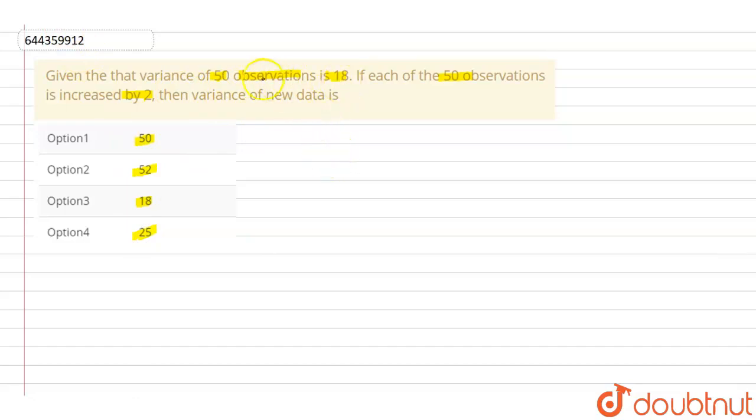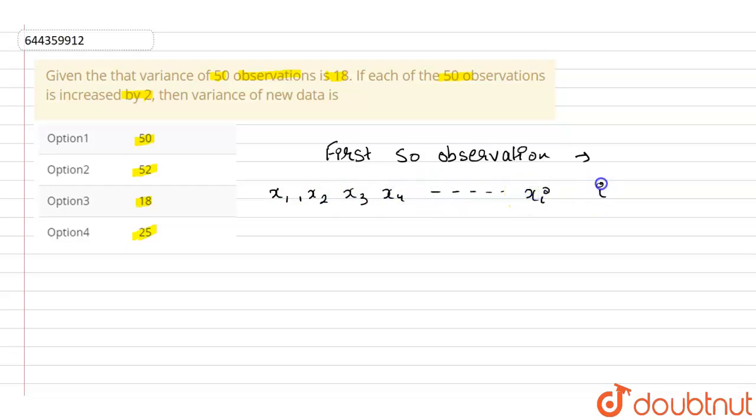Now, first of all, in the question, it is given that the variance of 50 observations is 18. So let the first 50 observations be equal to x1, x2, x3, x4, and so on up to xi, where i equals 50, right? Because they are 50 observations, its variance is given to be 18.